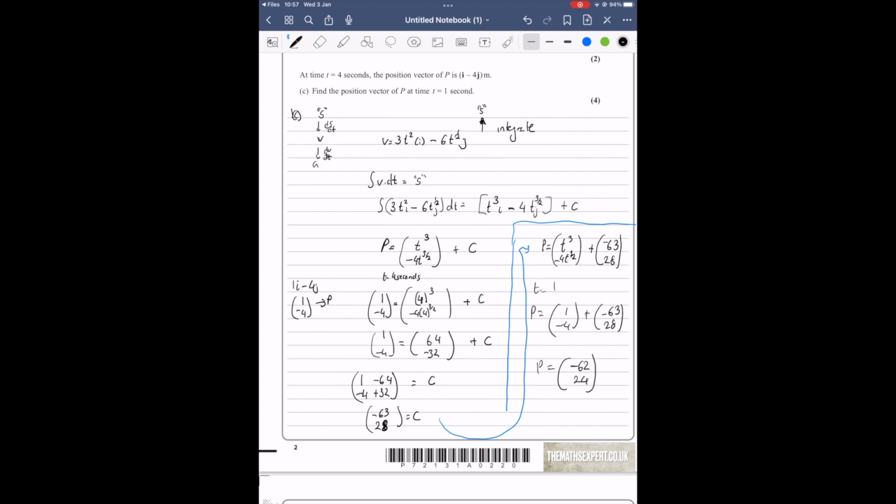And that is the position vector of P. I'm going to write it as i and j, just because it's A level, and we're going to finish it off as that: minus 62i plus 24j. Well, that's a super masterclass on how to do a simple position vector mechanics question, which takes into account displacement, acceleration, and velocity.